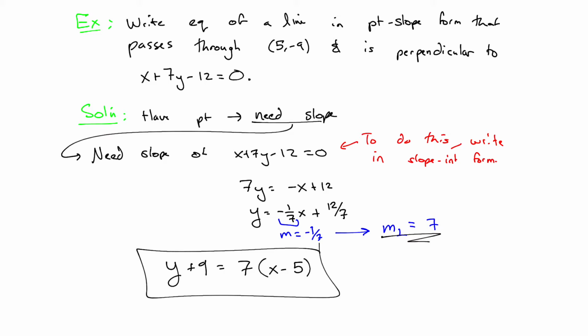And of course, if it also asks for it in slope-intercept form, then we just need to simplify this, distribute the 7, subtract 9, call it good.